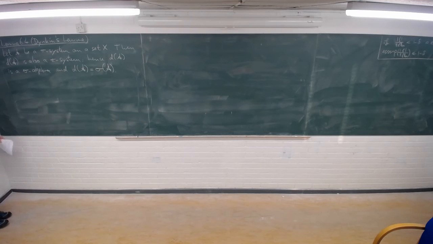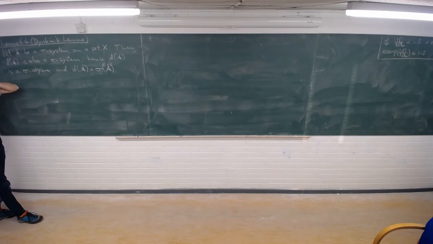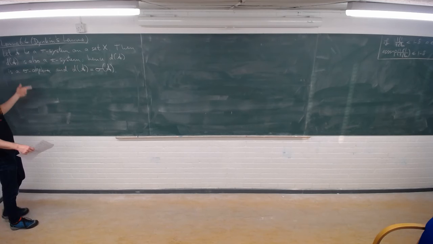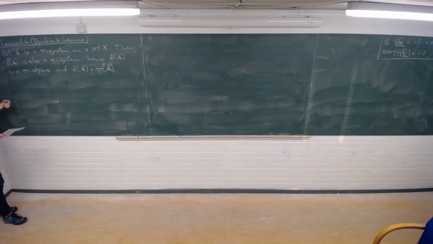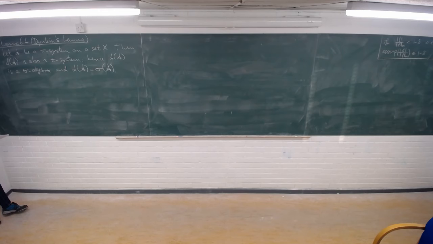Okay, so let's continue. So the next lemma is called Dynkin's lemma, and it says the following. If we start with the pi system and then take the D system generated by that, then the D system generated by that is still a pi system. So we don't ruin the pi system property by taking the D system generated by a set.